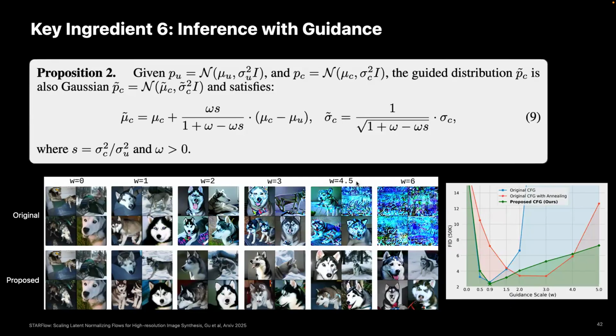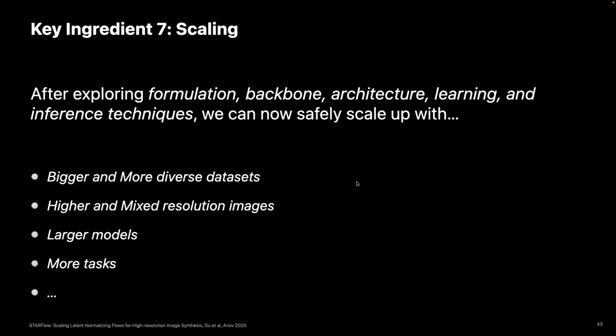So we have all the pieces, from the main formulation. We improve the backbone architecture, learning, and inference techniques. Basically, for every piece you can find similar things in the diffusion and autoregressive literature, and these modern techniques make these models work so well. We're showing that the same things can also be applied to normalizing flows and make them work. And then you can train this model safely on bigger datasets and higher resolution images.